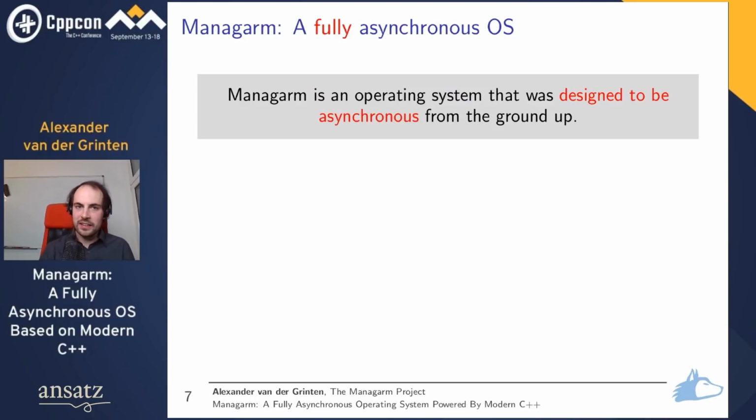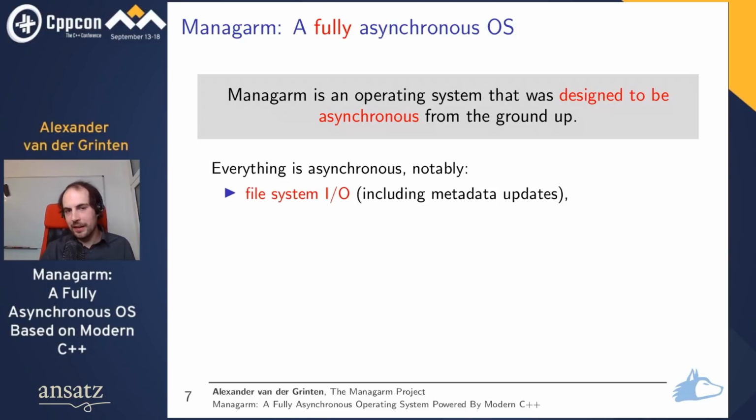Now let's get to Managarm, which tries to avoid these issues by just building on asynchronicity from the ground up. So in Managarm, everything is asynchronous. So we do file I/O asynchronously. That includes metadata updates, which is a problem for existing operating systems that were coded with synchronous I/O in mind. So they often have to do metadata updates in a synchronous fashion.